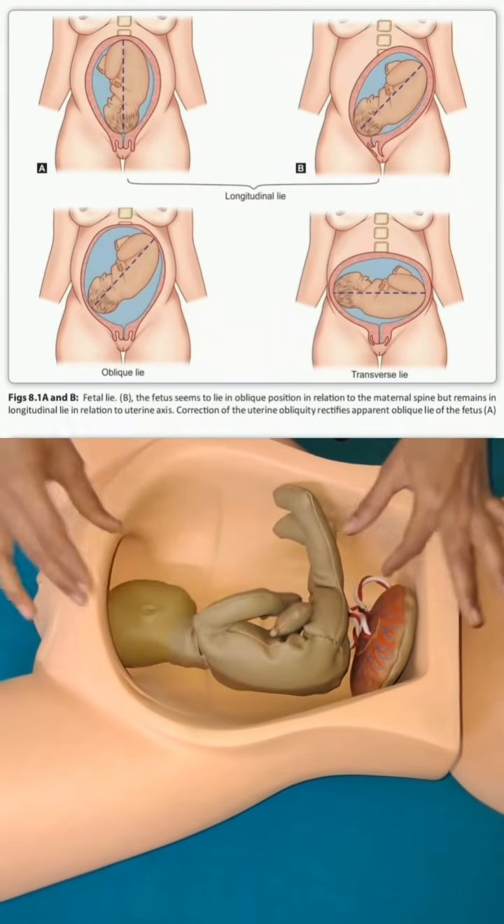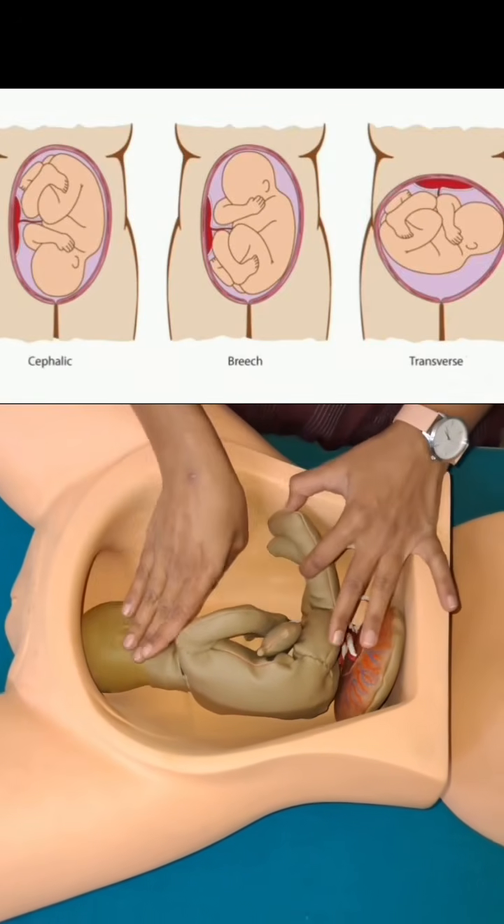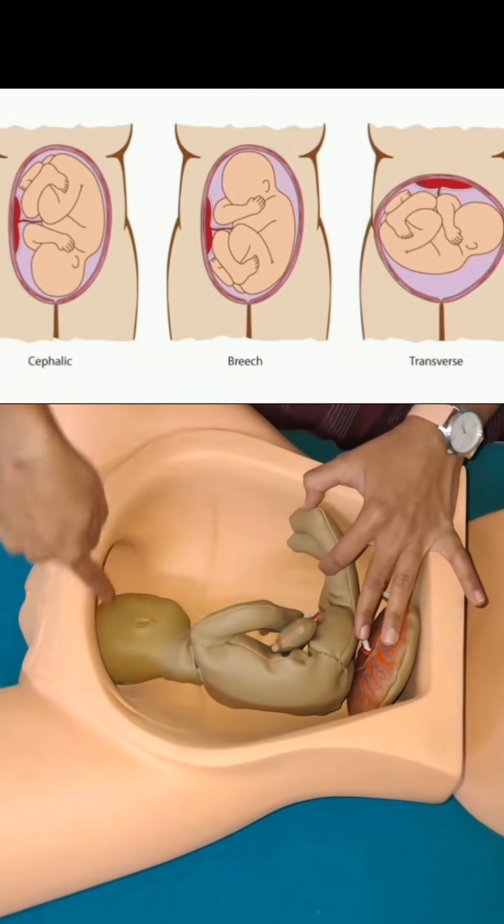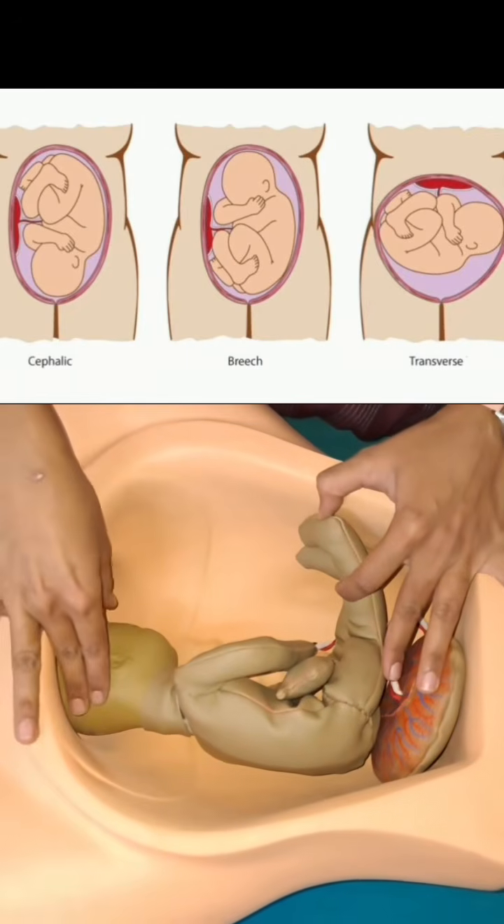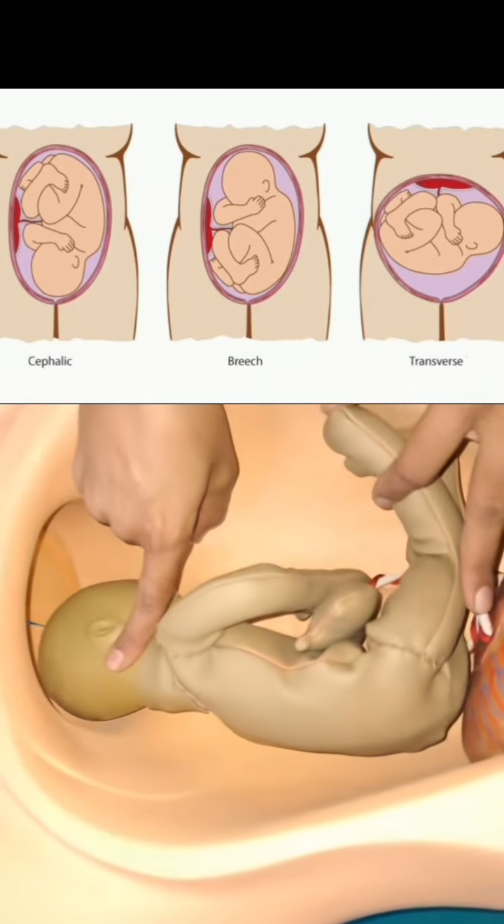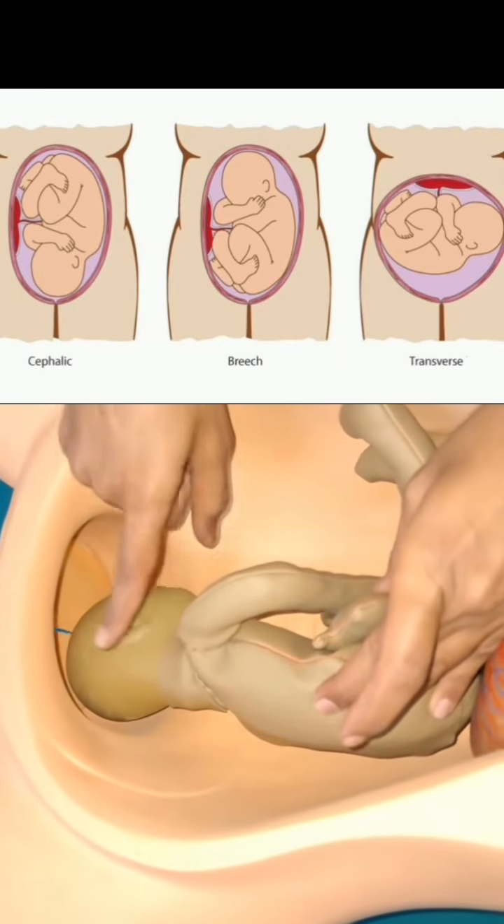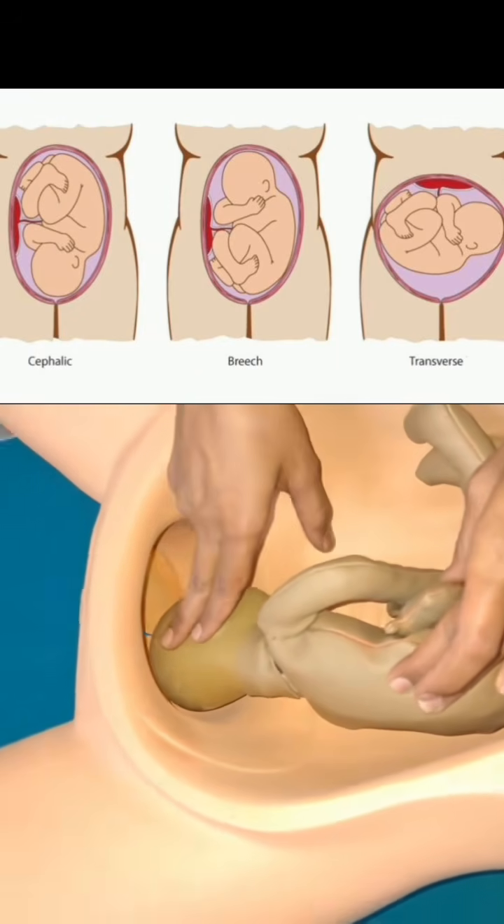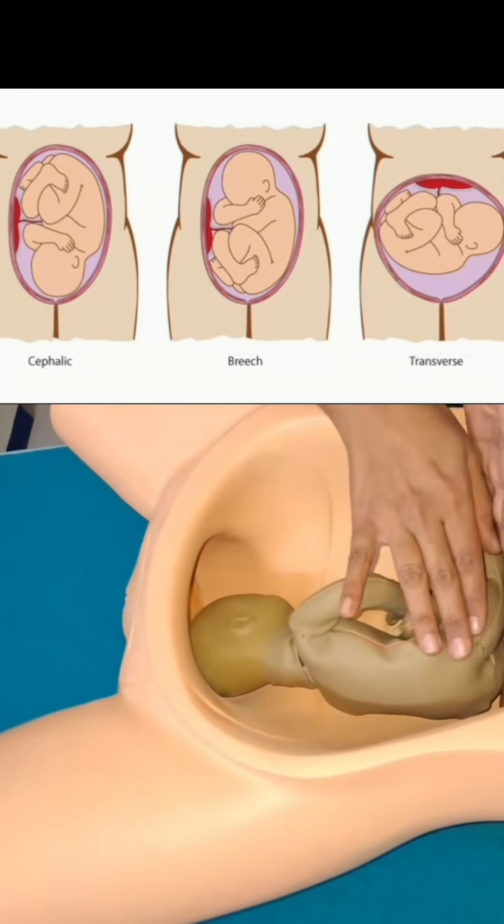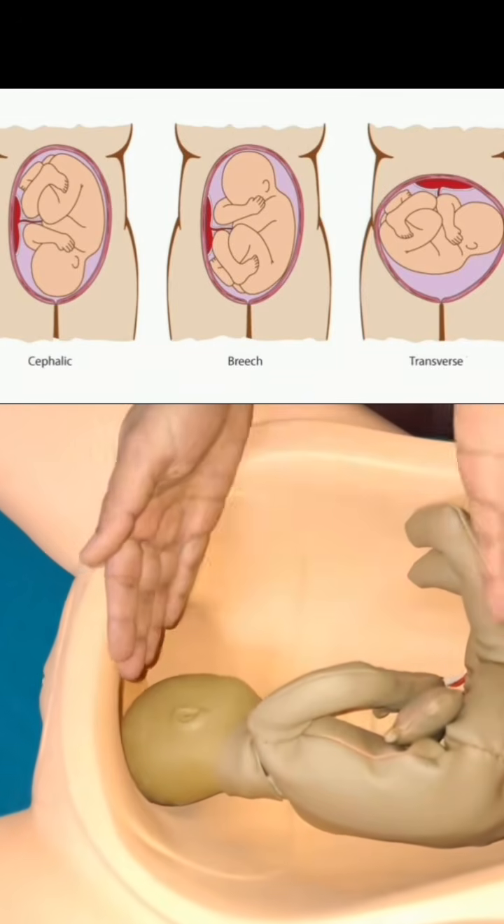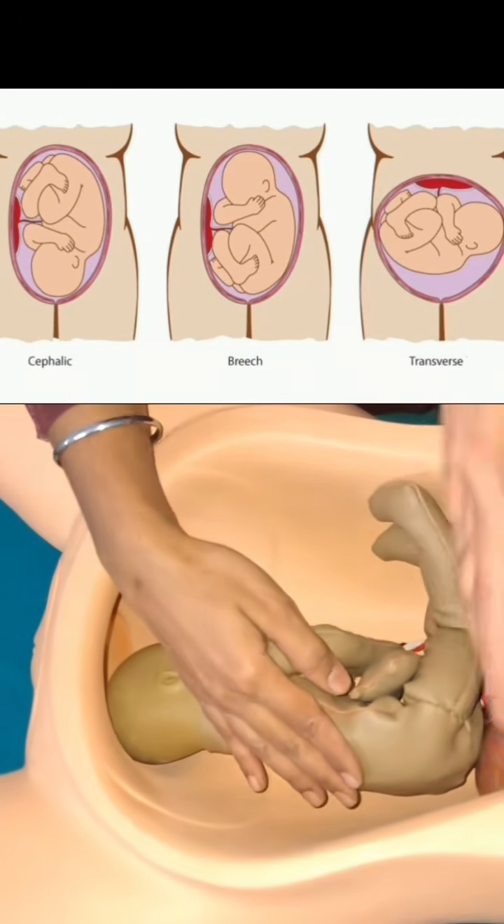Then comes the presentation. So, the part of the fetus which is occupying the pelvic brim or the lower pole of the uterus is called as the presentation. In this case, the head of the baby is occupying the pelvic brim. So, the presentation is cephalic presentation. If the podalic part of the baby is occupying the pelvic brim, then that is called as the breech presentation.